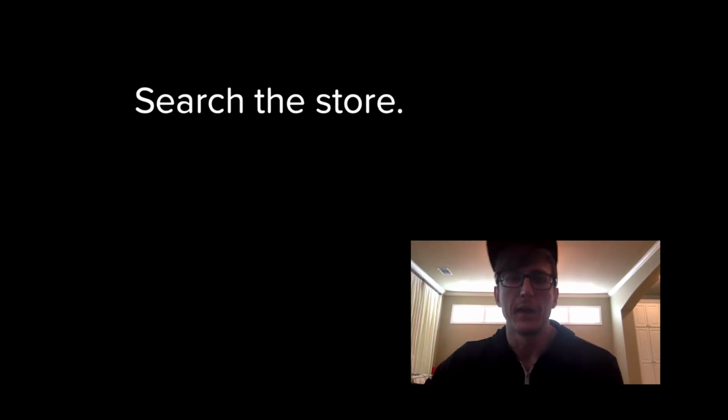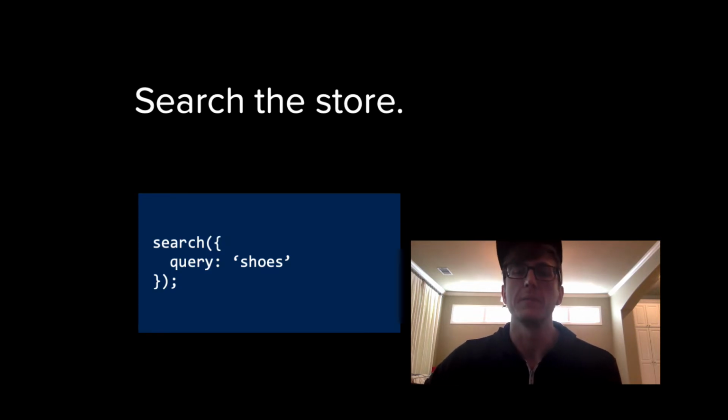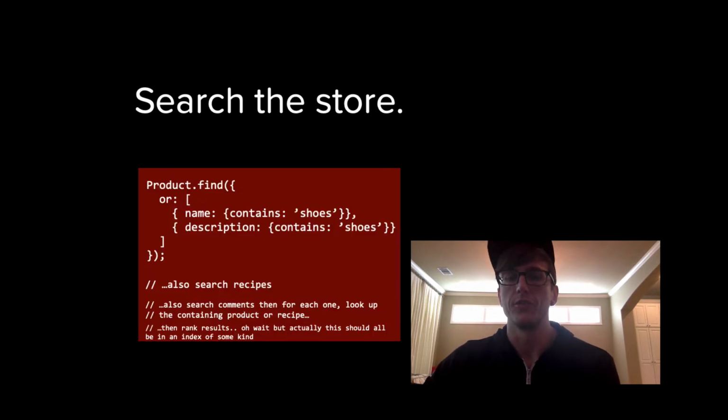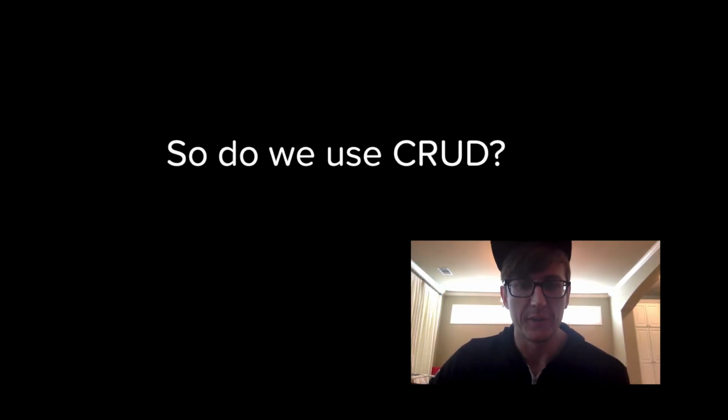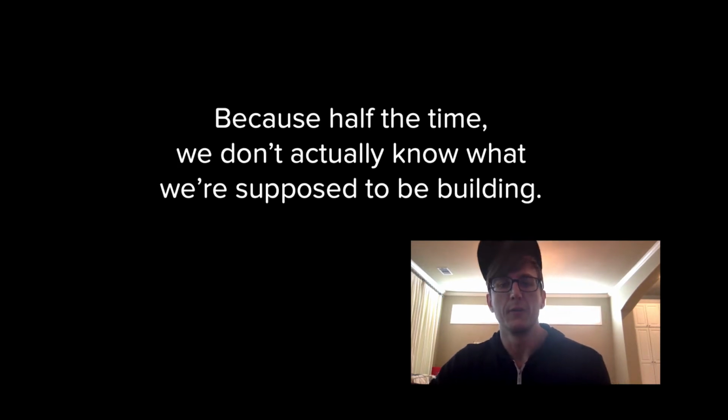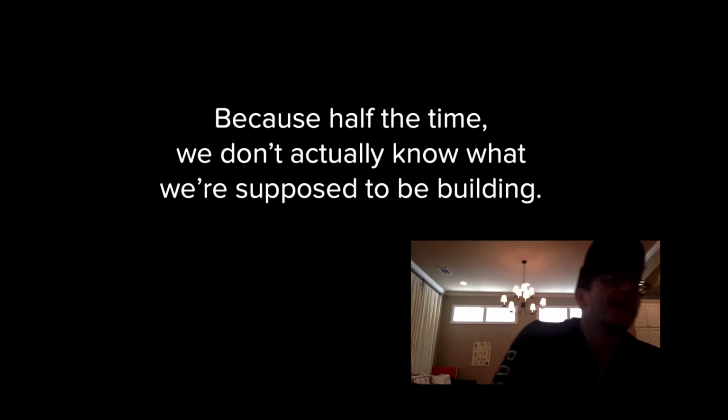Okay, so a noun-centric ontology is great for building databases and integrations with databases, but it never works for 100% of any app. Imagine searching the store. You need to pass through a query of some kind that has some meaning, right? But what does that really mean? Maybe I want to search the name, I want to search the description of the product. So do we use CRUD? Because half the time we don't actually know what we're supposed to be building. And that's the real problem.